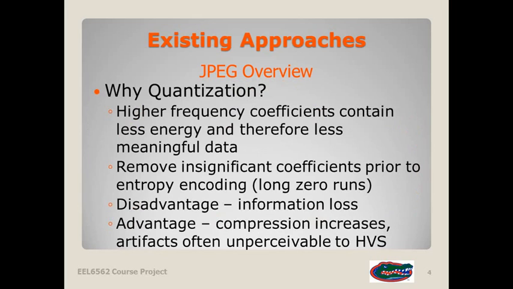Why use quantization? Higher frequency coefficients contain less energy and therefore often less meaningful data. If we remove the insignificant coefficients prior to entropy encoding, we generate long zero runs, which aids in compression during the run length encoding. The disadvantage of this process is information loss. The advantage is that we increase compression, and the artifacts that are incurred are often unperceivable to the human visual system.